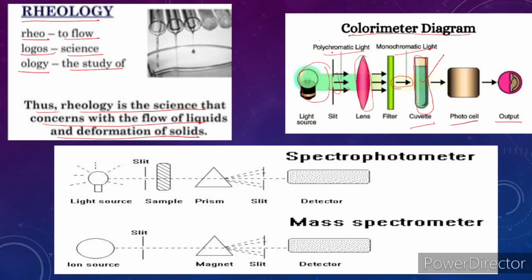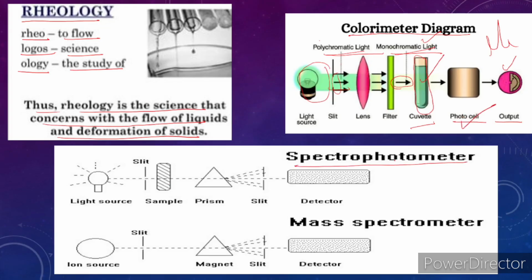Here, polychromatic light is made up of many different wavelengths, while monochromatic light has only one wavelength. Here we will get the output in the form of signals. This photocell is a device that converts light energy to electrical energy, or detects and measures light.